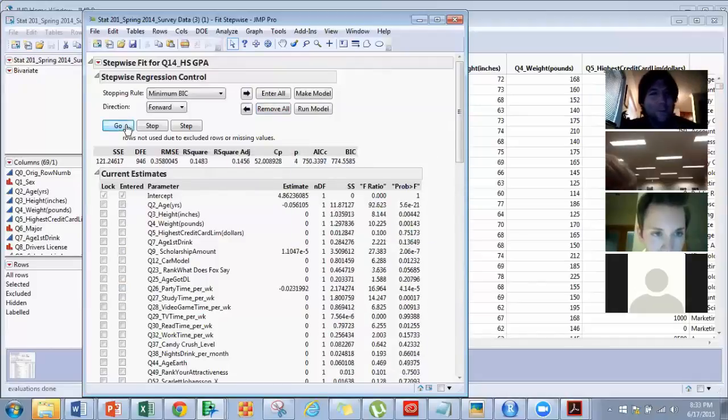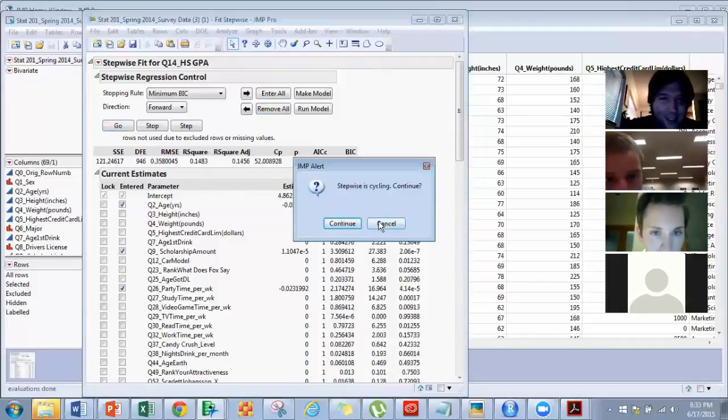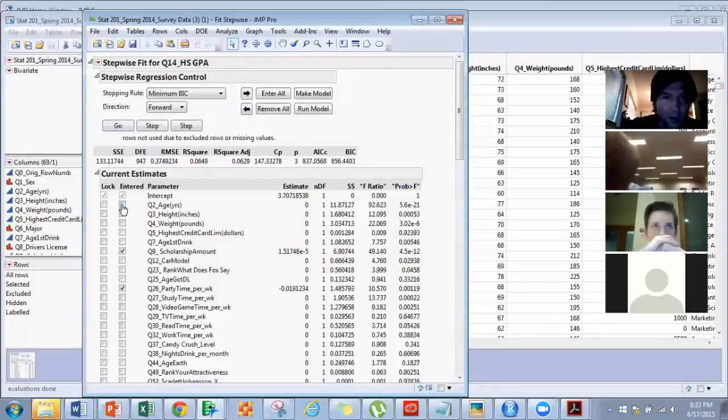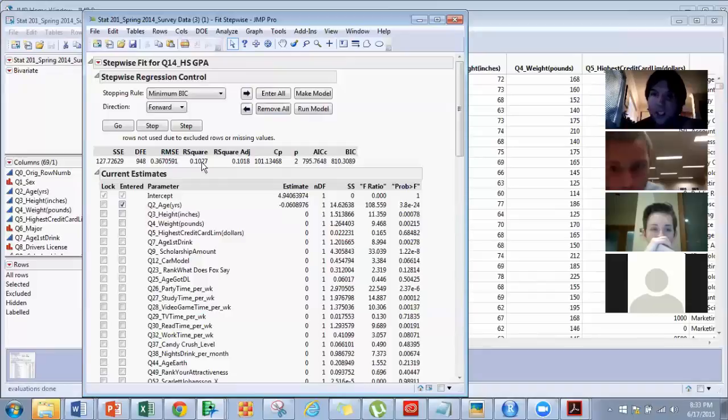Let's go. And continue cycling, cancel. So I have a different model here because I started at a different starting point. More on that later. But age, when I remove it out of the model, explains about 8 or 9% more variation. But when I put age in by itself, it explains 10 because it's stepping on the toes of the other variables. It can only explain what is there to explain.